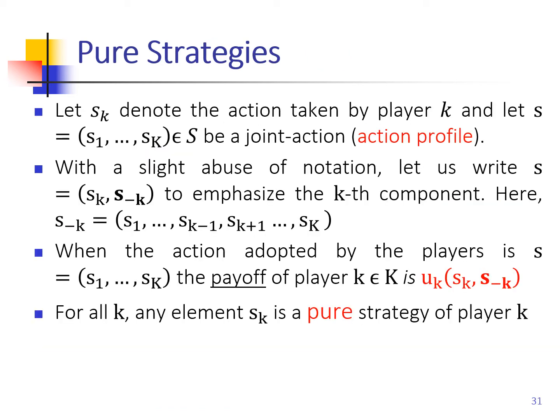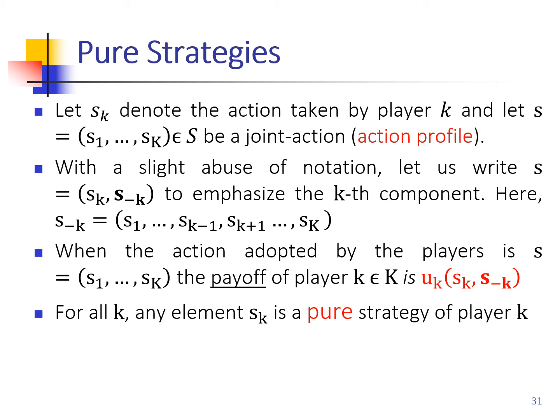As I said before, in non-cooperative game theory, we'll be talking about pure strategies and mixed strategies. Let's focus first on pure strategies. We said that S_k denotes the action taken by player k, and let S be the vector S_1 until S_K, a joint action or action profile. With a slight abuse of notation, we will write S equals S_k, S_minus_k, where S_minus_k refers to the other agents other than k. We can write it as S_1 until S_{k-1}, skip S_k, and then S_{k+1} until S_K. This is just for facilitating the notation.